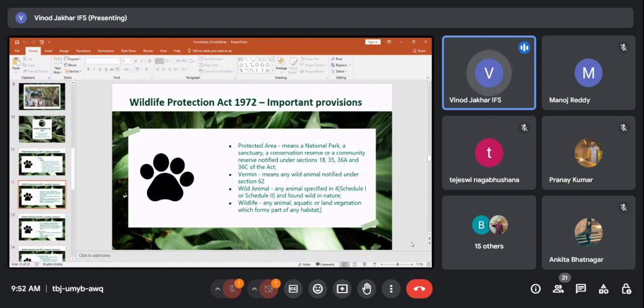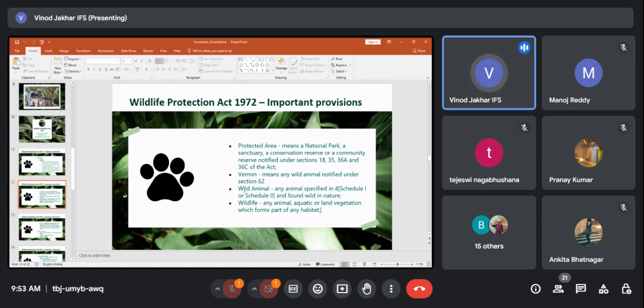You cannot declare a tiger as a vermin or an elephant as a vermin. Elephants regularly come in Bandipur, in Karnataka. It is a recurring problem. Elephants regularly come and destroy croplands. But you cannot declare an elephant as a vermin. So we'll see this vermin section also in detail.